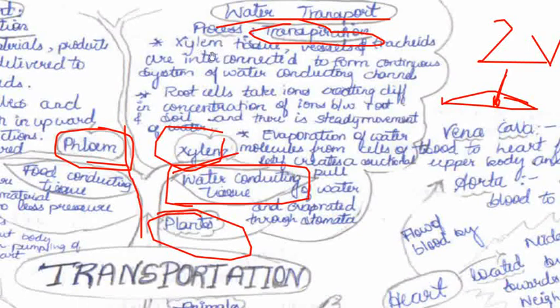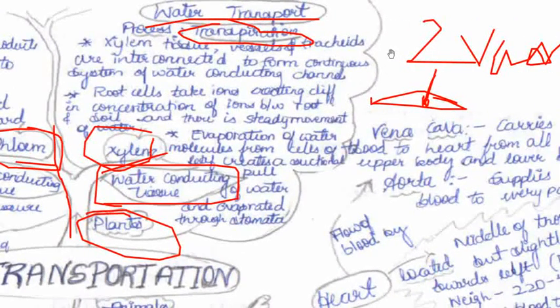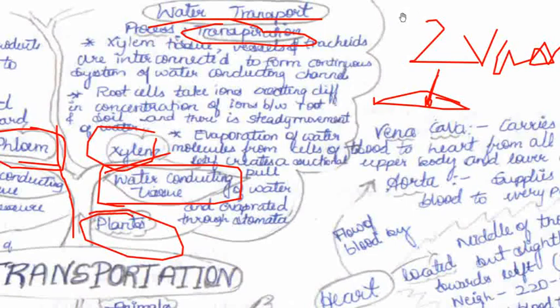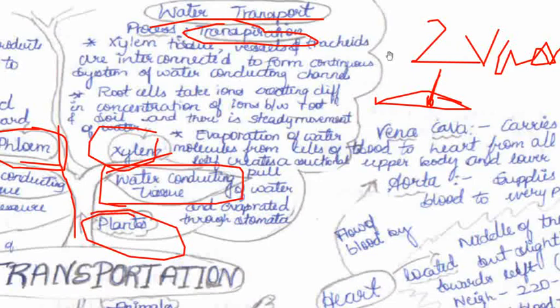In xylem there are basically some components called xylem tissue, vessels and tracheids that are interconnected to form a continuous system of water conducting channels. That means the xylem vascular tissue is composed of xylem vessels and tracheids that are joined together and form a continuous system, and from here the water passes.